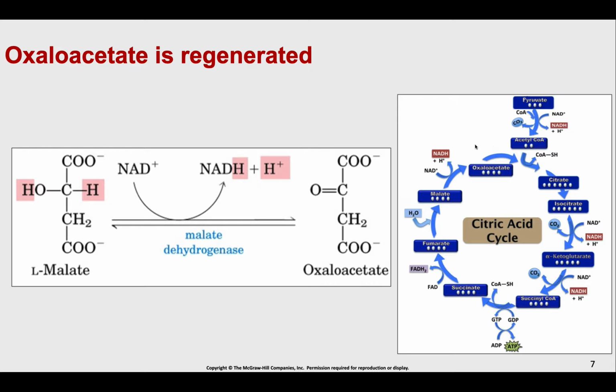Molecule O. Before we regenerate this molecule, it's malate. Malate is going to be oxidized, so it's going to lose its hydrogens. It's going to lose those hydrogens to NAD+, so NAD+ is being reduced, and that's going to create this molecule O. That's how it's being regenerated, and so it can go through this cycle many, many times.